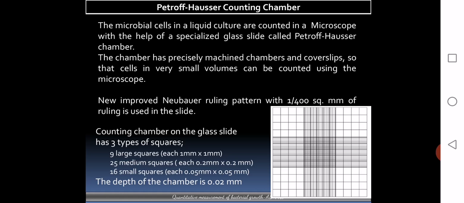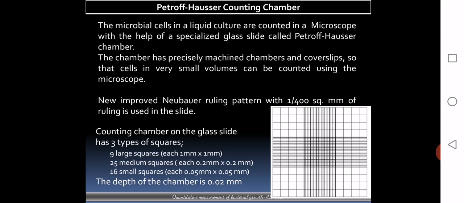And for the gradings, for the ruling, usually the new improved Neubauer ruling pattern is followed. And the squares marked within the chamber usually have various stages.